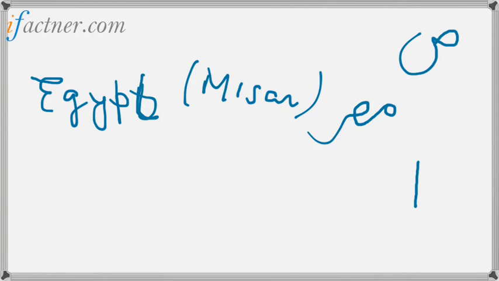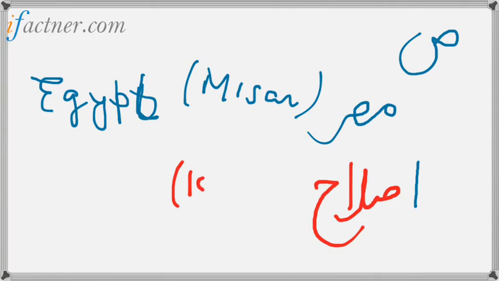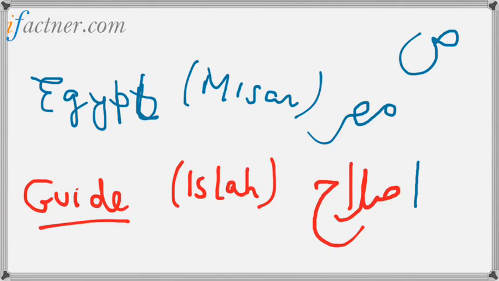And then there's a word called Islah. Alif, Swad, Lam, He. Islah. Islah means to correct the path of someone or to guide someone in the right path. Now let's see how we use the letter Swad at the end of the word.